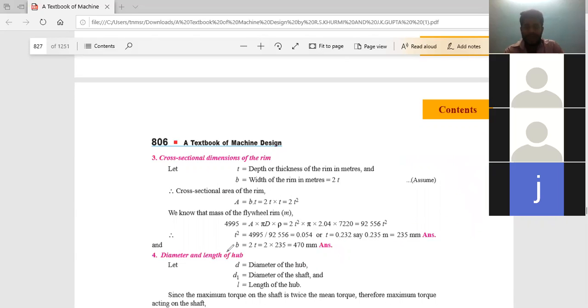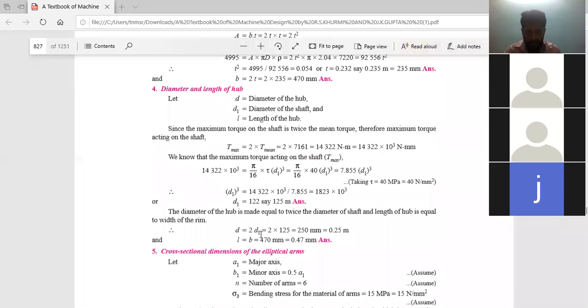Next comes the diameter and length of the hub. Let us calculate the diameter and length of the hub, which we will be using to connect with the shaft. Say, let D be the diameter of the hub, D1 the diameter of the shaft, and L the length of the hub.